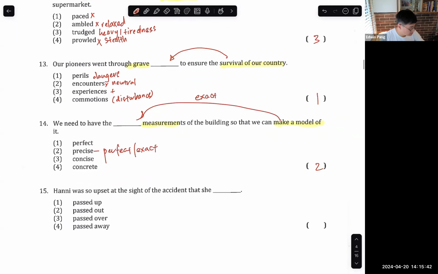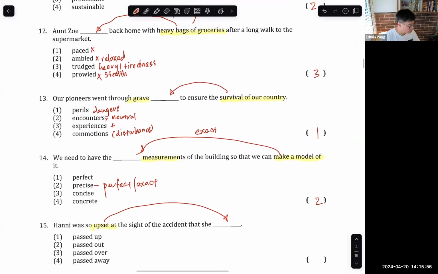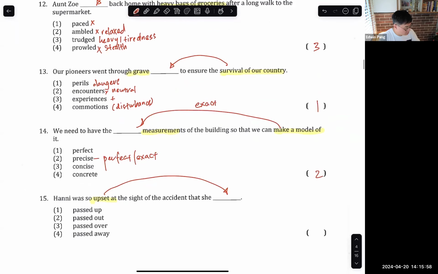And question number 15, Honey was so upset. So the upsetness, right? Please, this is not passed away, right? This is not sufficient to cause death, right? Because being upset causes you to pass out, okay? Pass out means to lose consciousness, okay?